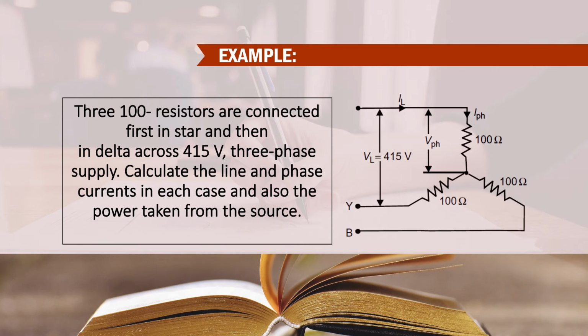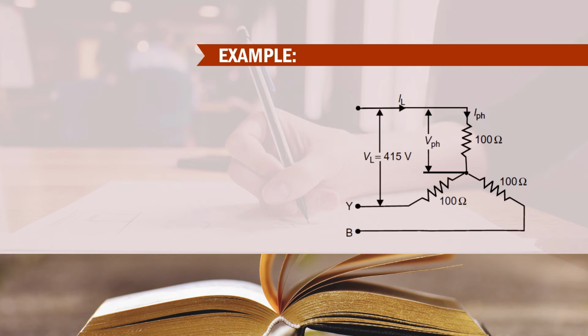You have to calculate the line and phase current in each case and also the power taken from the source. So just draw the circuit diagram for the star connection because it is a balanced system. Here you can see the loads are 100 ohm resistors across all the phases, so you can say it is a balanced system, right?